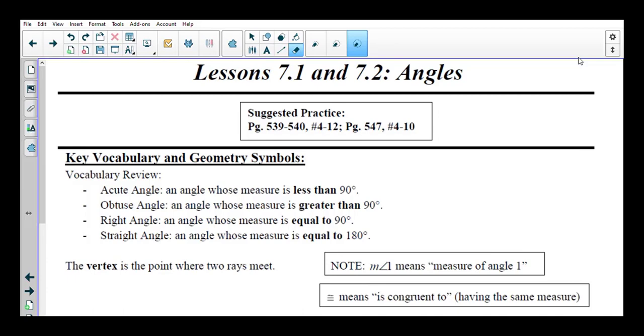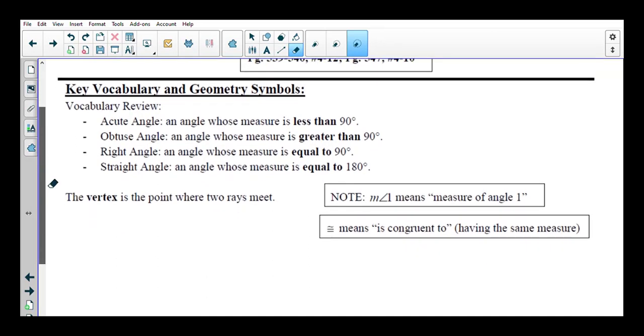Some things will be new to you. There will be some things you've probably seen before. There's a lot of terminology and symbols, though, that you're going to need to be familiar with. So let's begin with a vocabulary review of things that you're probably kind of familiar with already.